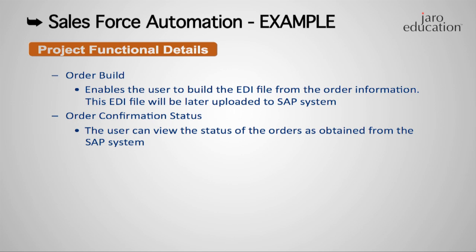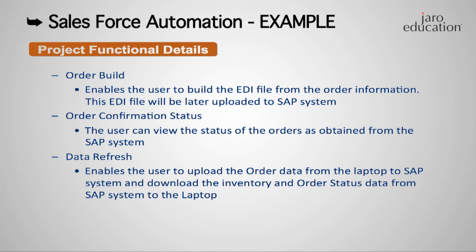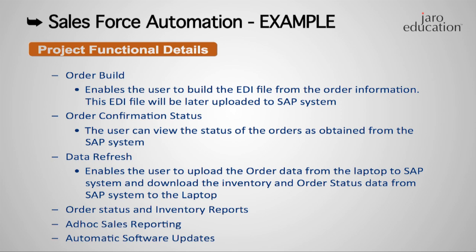So the order confirmation status would be one among the offline functions. The user can view the status of the order as obtained from the SAP system. Data refresh enables the user to upload the order data from the laptop to the SAP system and download the inventory and order status data from the SAP system to the laptop. Order status and inventory reports can be generated. Ad hoc sales reporting can be undertaken by the CRM application. That functionality or module can be developed or updated offline.